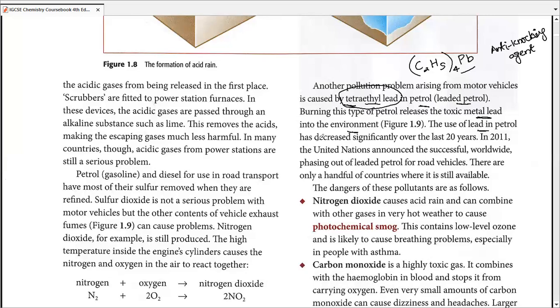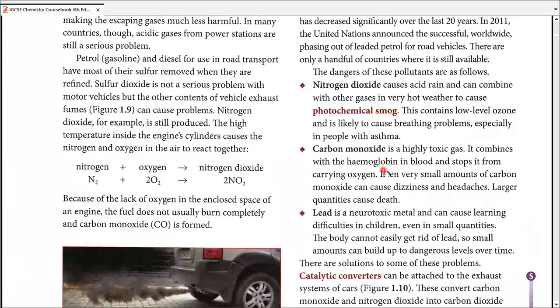The use of lead in petrol has decreased significantly over the last 20 years. In 2011, the United Nations announced the successful worldwide phasing out of leaded petrol for road vehicles. So now you see unleaded petrol almost everywhere on the planet. There are only a handful of countries where it is still available, unfortunately, Pakistan being one of them. Unfortunately, just a few areas, but we are still trying to phase it out. And that's actually a really good step.